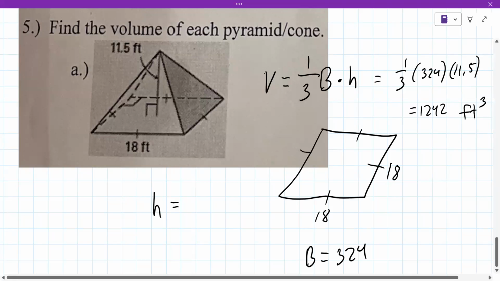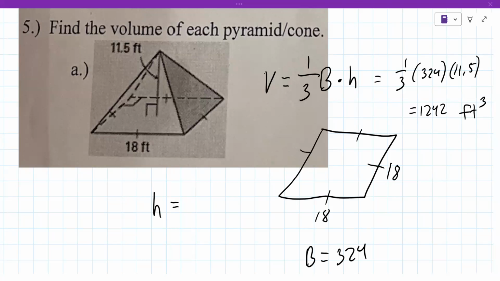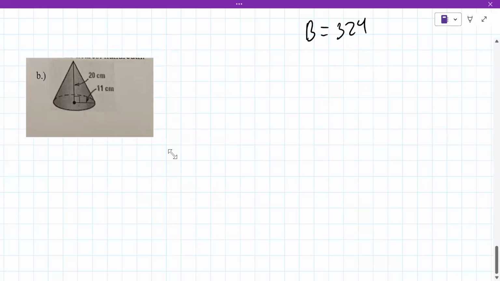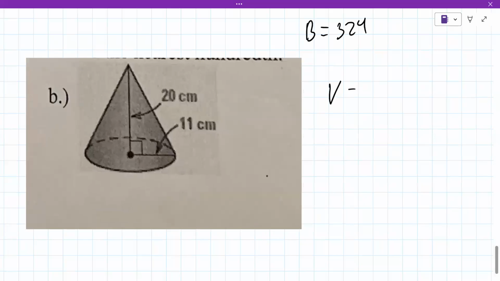You're welcome. Let's go to the cone, which is right next to it, 5B. And wouldn't you know it, the formulas are really similar. The formula for the volume of a cone is 1/3 the base times the height. What is the shape of the base this time? What is the cone sitting on? What shape is that down there at the bottom? It's a circle.